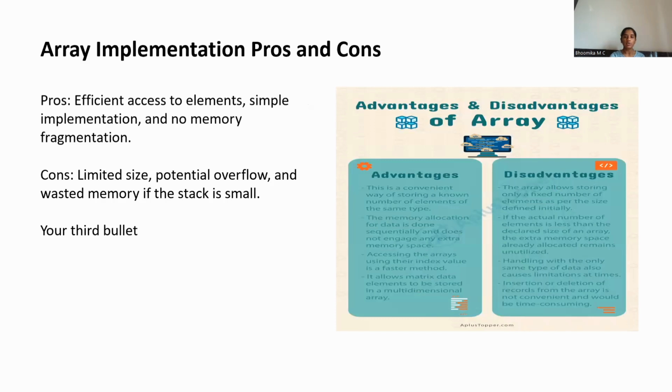Array implementation pros and cons. Pros: efficient access to elements, simple implementation, and no memory fragmentation. Cons: limited size, potential overflow, and wasted memory if the stack is not full.